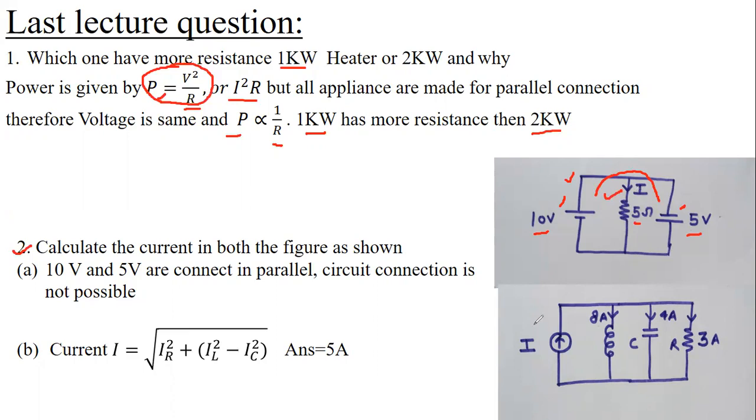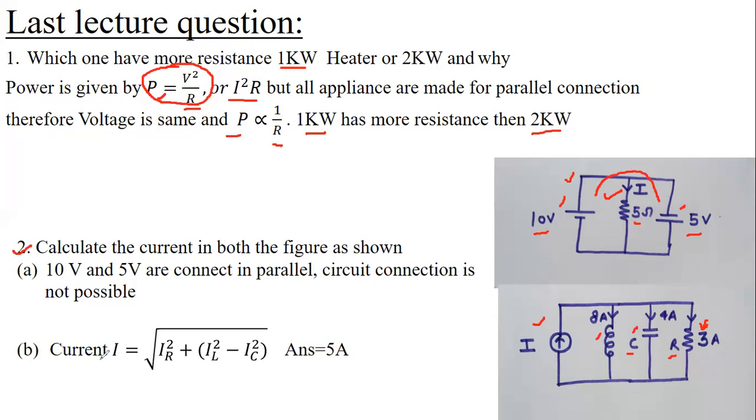In the second case, R, L, C are connected in parallel. The individual branch currents are given. In parallel, voltage is the same. So the current across the resistance is in phase with the voltage, while the currents in the inductor and capacitor lag and lead the voltage by 90 degrees.